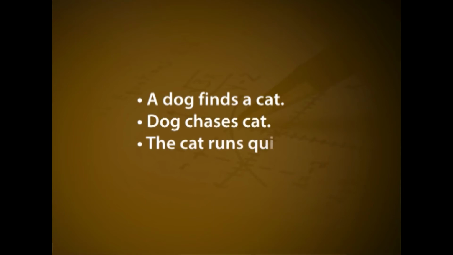Example, consider the sentences. A dog finds a cat. Dog chases cat. The cat runs quickly. A simple idea is conveyed by the three sentences. Here we start with the starting symbol S. As we are looking forward to sentences, it can be assumed that initially we have an empty sentence.